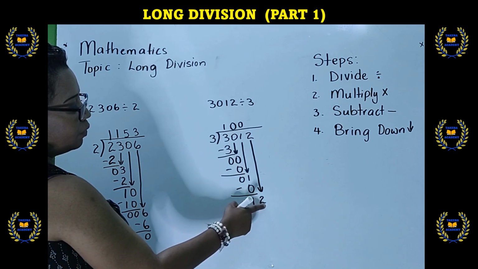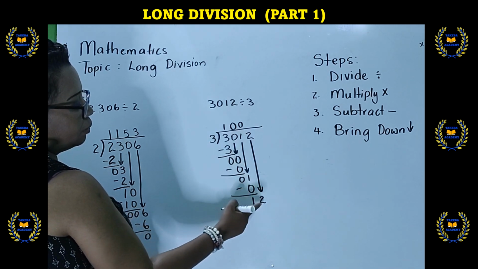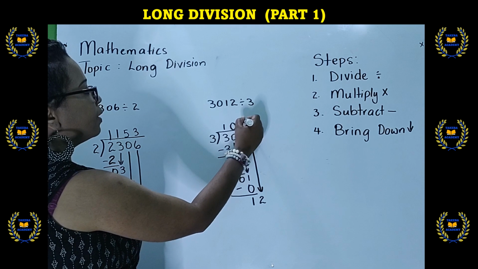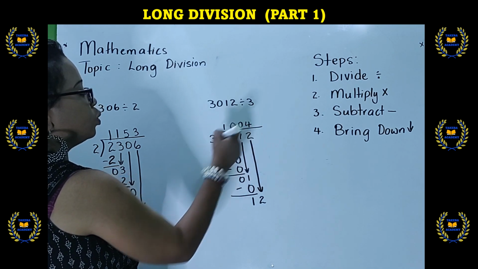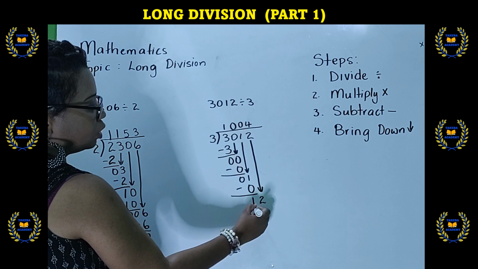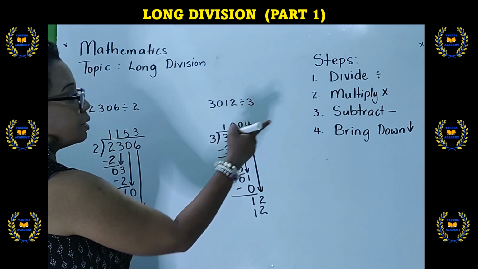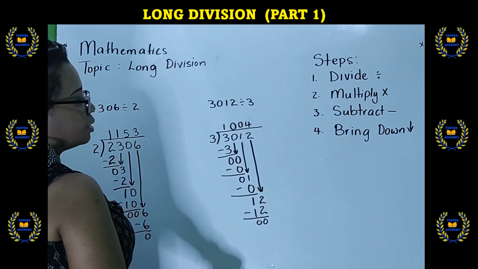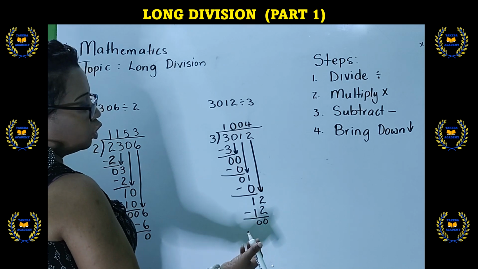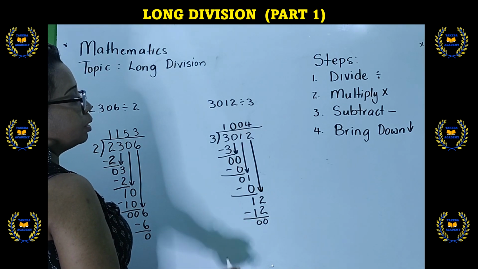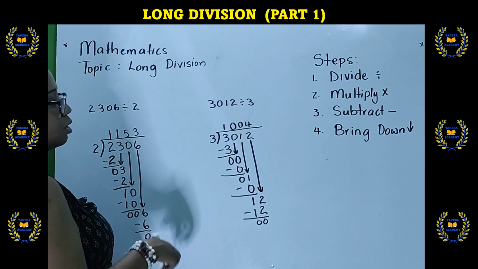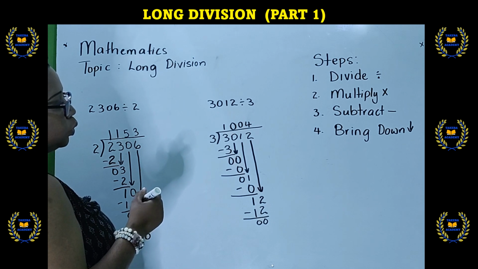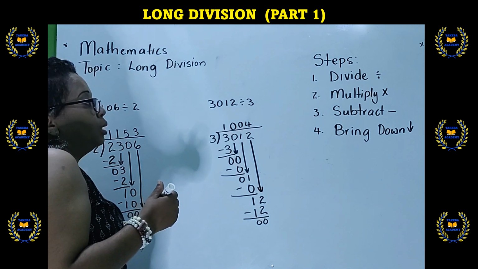Okay? So now we're going to be dividing 12 by 3. 12 divided by 3, or how many groups of 3 can you get out of 12? The answer is 4. Step 2, we multiply. 3 times 4 is 12. Step 3, we subtract. 12 take away 12, answer is 0. We look to see, is there any number to bring down? There's no number to bring down, so we are finished. The answer, when we divide 3012 by 3, we get a quotient of 1004.